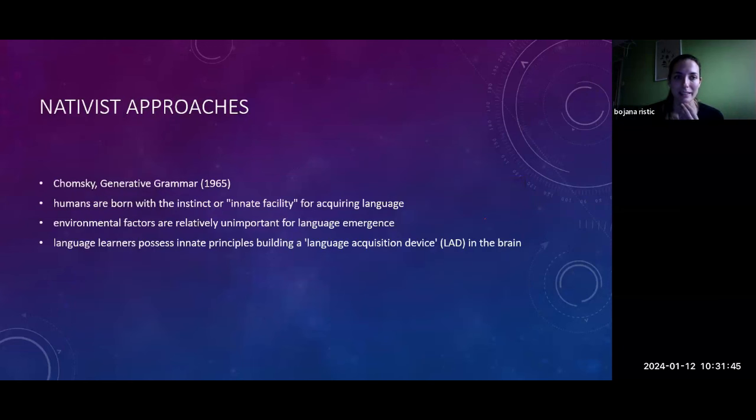So the idea that nativists following Chomsky suggested in the 60s is that humans are born with this instinct, or the innate facility or capacity for acquiring language. They even suggested some sort of brain structure that is called the language acquisition device, the LAD. At this point, this is 1965, we don't have fancy brain scanning techniques, right? That is allowing humans to acquire language, actually. And that the environmental factors are actually relatively unimportant for language emergence, right?